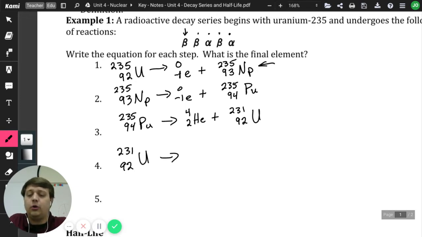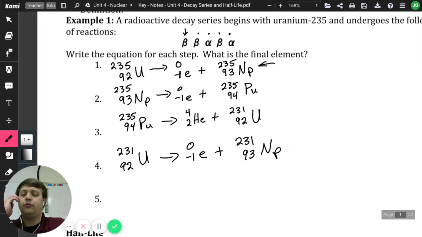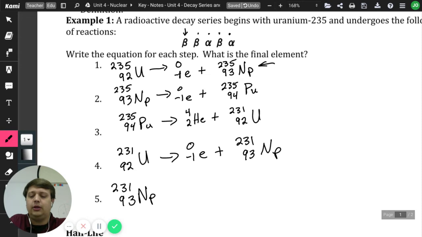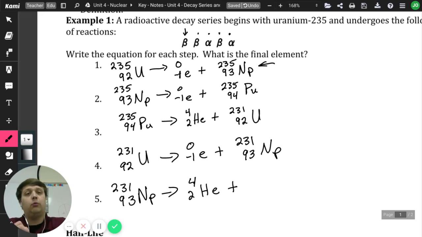And it's going to undergo another beta decay, 0, -1, e. And so we're going to need a mass of 231, and we're going to need 93 protons. Okay, so we're back to that, but again, we've lost 4 mass in the process. Now I start with that last one there, so 231, 93 Np, and it is going to produce, under alpha decay, 4, 2, He plus what?